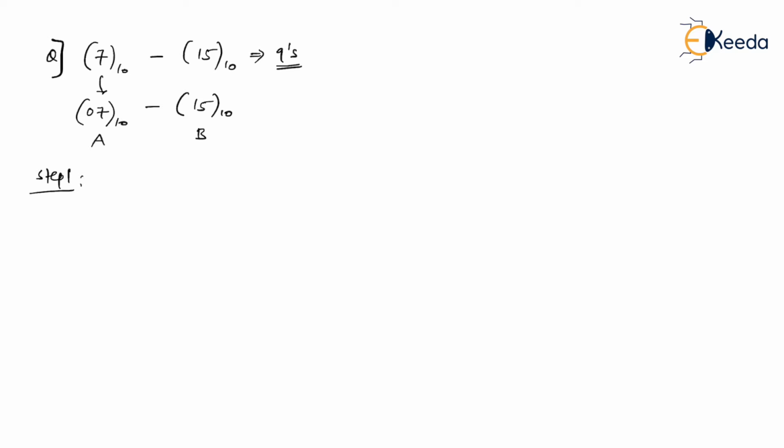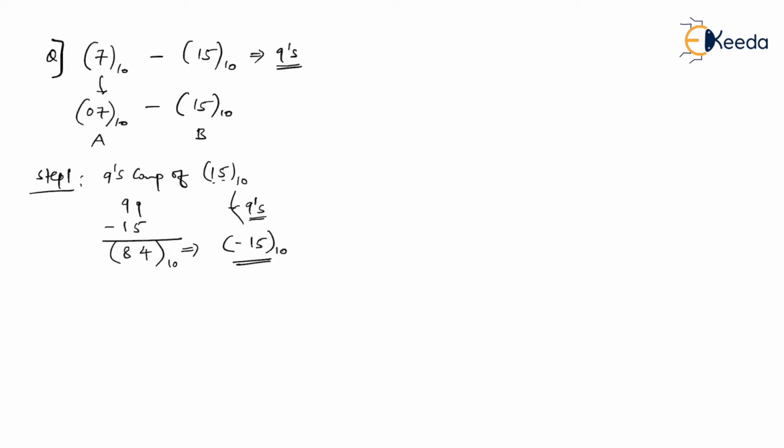Step number one, again I'm going to use a 9's complement method. Let's see what you're going to do. Step number 1, take 9's complement of B. So you have to take 9's complement of what? Of 15 to the base 10. In that case, you have to subtract every digit from 9. So 99 minus 15. So 9 minus 5 is 4. 9 minus 1 is 8. That's it. 84 to the base 10 indicates it is minus 15 to the base 10, because it is nothing but 9's complement of 15. So 84 to the base 10 indicates minus 15 to the base 10.